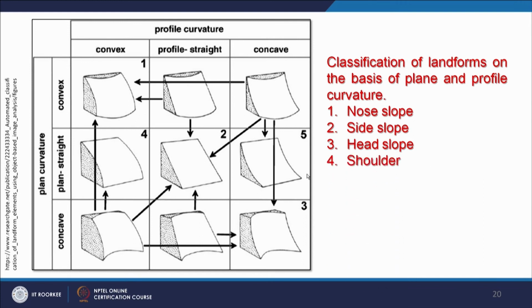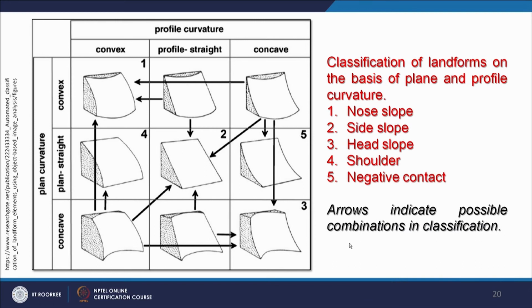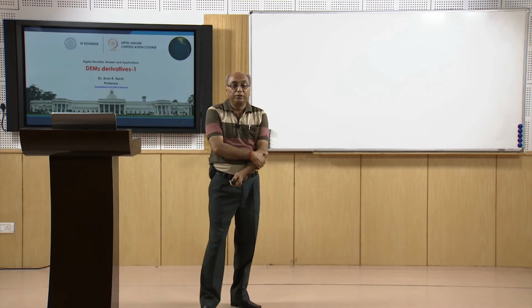And there are other mixed scenarios, like in profile curvature you are having convex and in plan you are having straight, then we say shoulder. And in the case of the fifth one, a profile concave and plan straight, then we get the footslope scenario. So, these basically indicate how we can classify different types of slopes based on the curvature values.